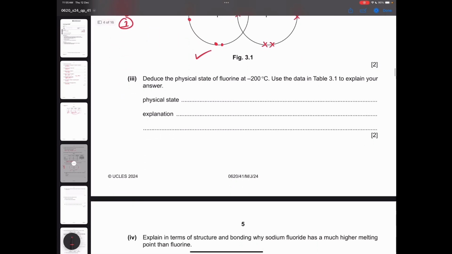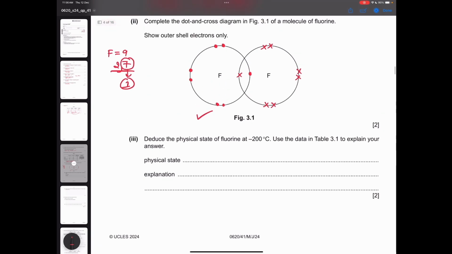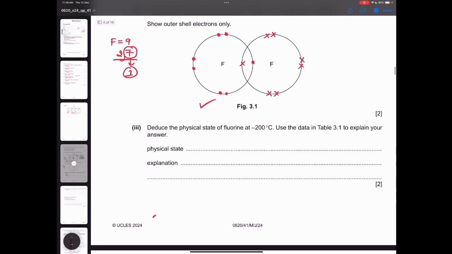Deduce the physical state of fluorine at negative 200 degrees Celsius. Let's look at negative 200 degrees Celsius. So fluorine's melting point is negative 220 and boiling point is negative 188. Means it is converting from liquid to gas at this temperature and from solid to liquid at this temperature. So in between, it must be a liquid, right? So just mention.